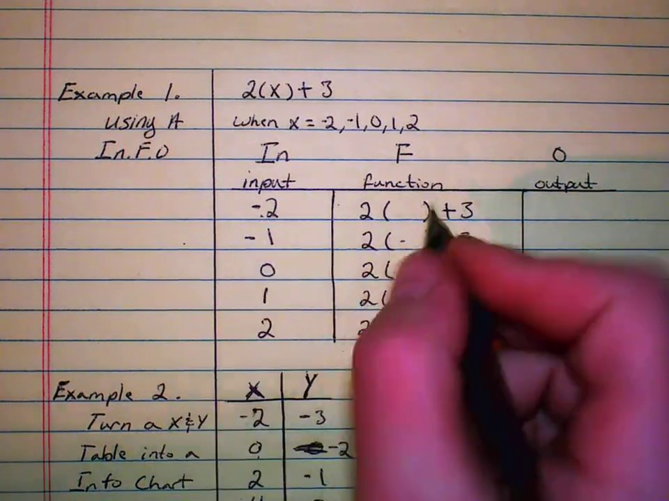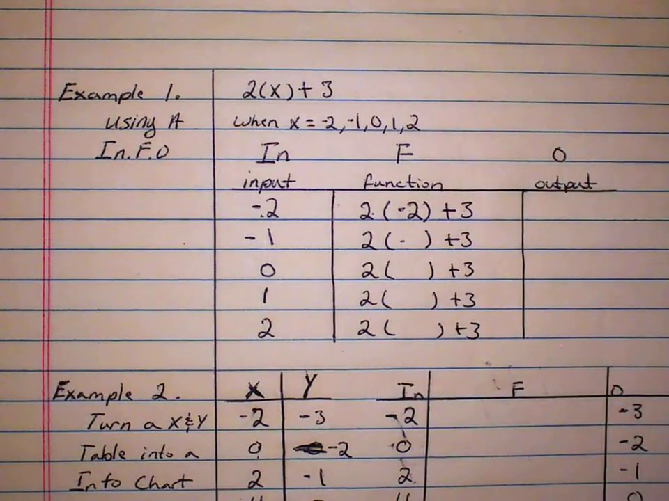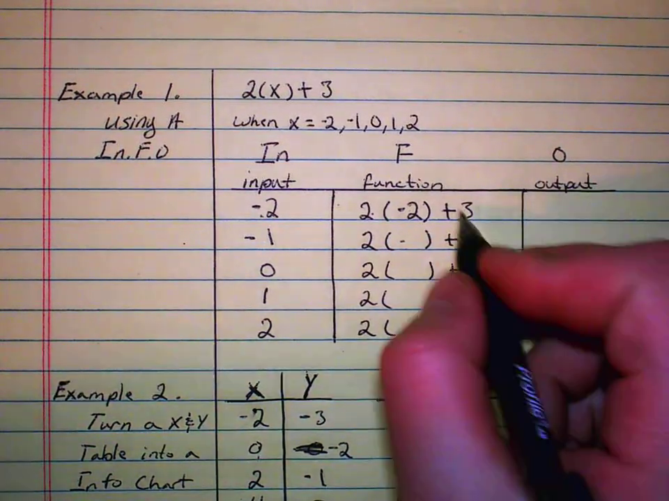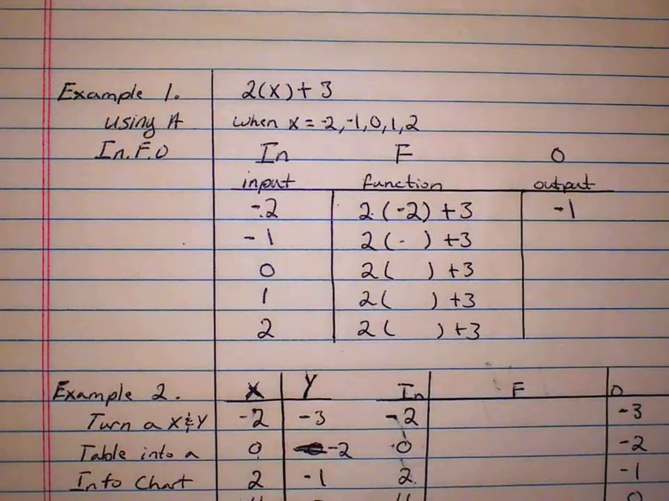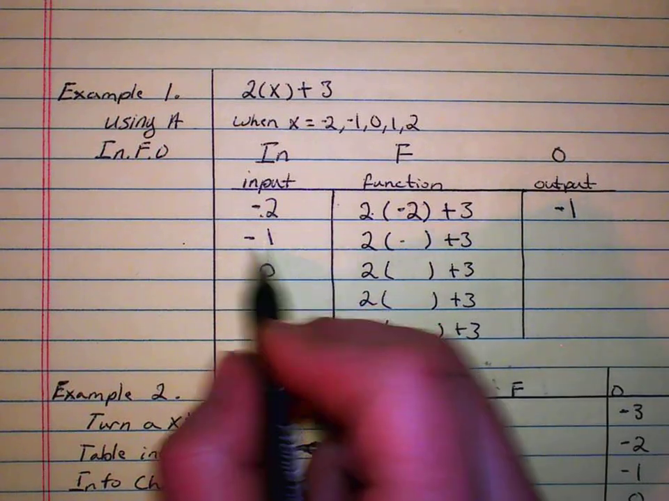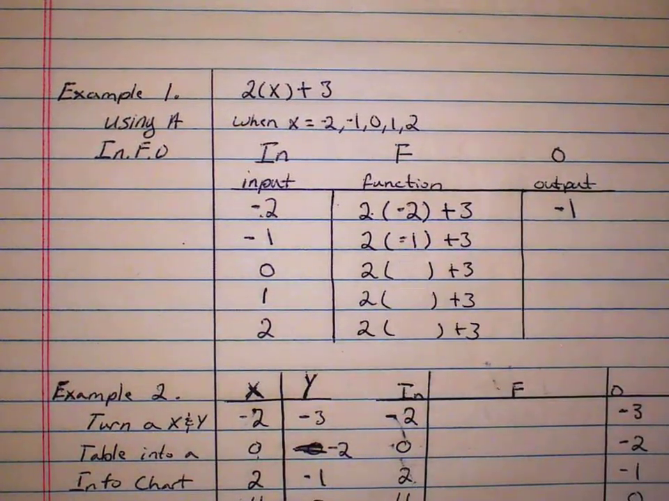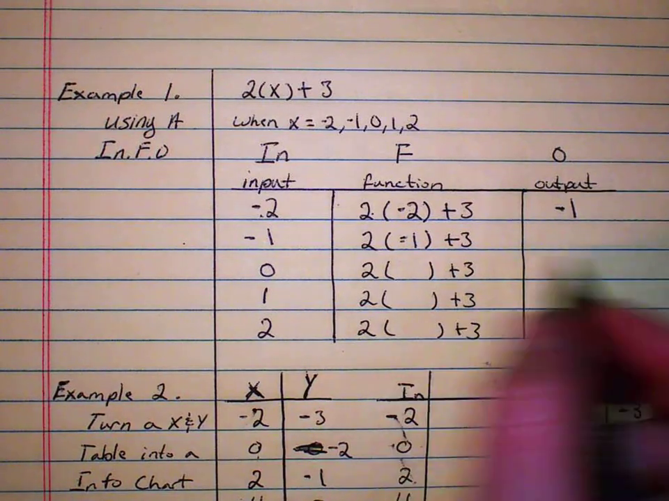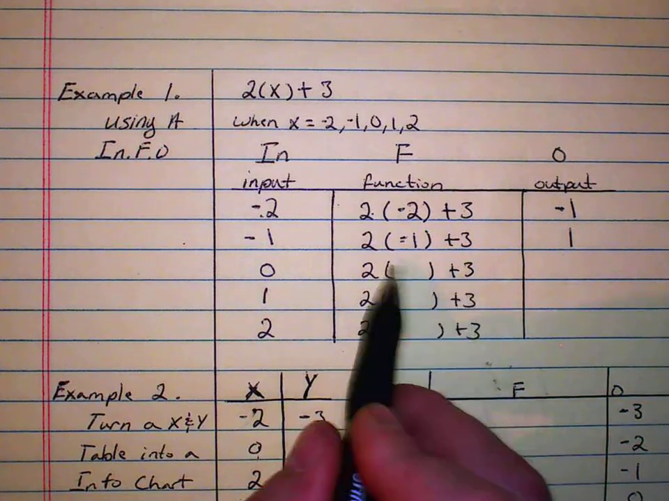So I'm going to take that -2, write it in. 2 times -2 is -4. -4 plus 3 is a -1. Do the same thing with -1. I'm going to take this -1 input, plug it in. 2 times -1 is -2. -2 plus 3 is a +1. The outputs are my answers to this function right here.